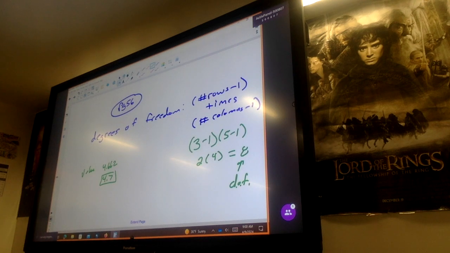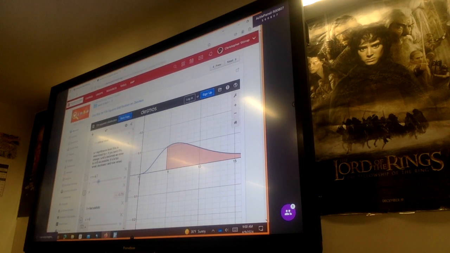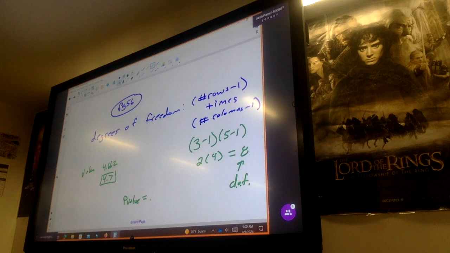Now, what I'll probably say is you have one cell to find, and then I'll say, hey, if we did all 15 cells, this is what they would have added up to, to find the p-value. So our p-value on this, using Desmos, came out to 0.79. This had to be done by Desmos.